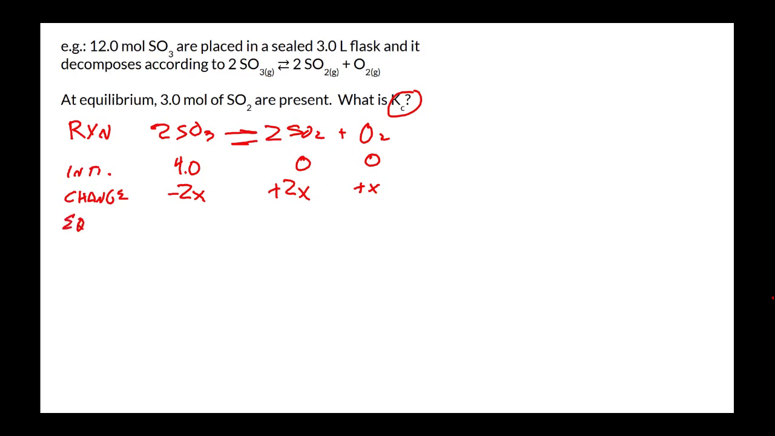Then the E stands for equilibrium. So here we're putting down what are the equilibrium concentrations. So we started out with 4.